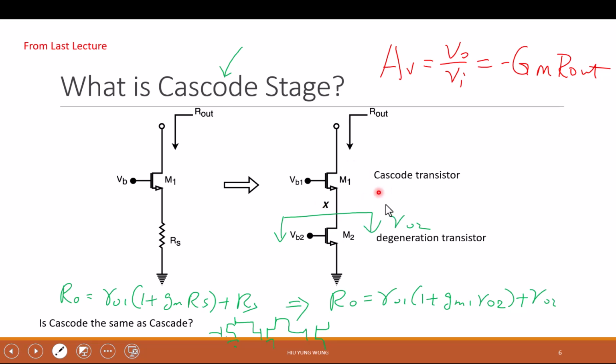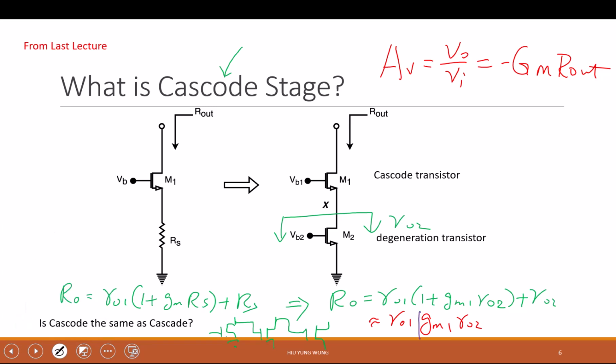So last time we said that the output impedance of a cascode circuit is equal to this. That is because I can treat this one as the degeneration transistor. And then when I look down, this is RO2, right? So I replace RS by RO2. Then I will get a gain which is approximately R01 multiplied by GM1RO2. So originally it is only R01, right?